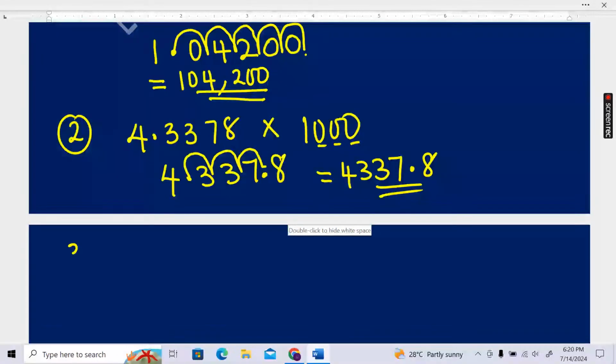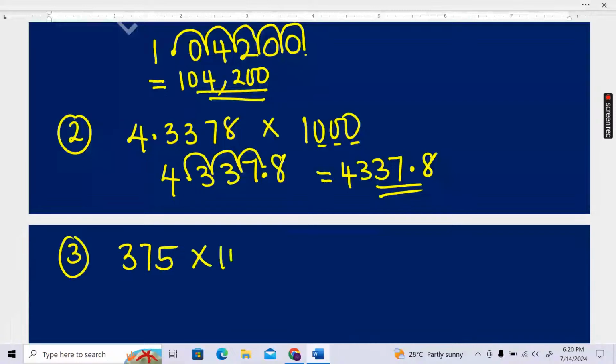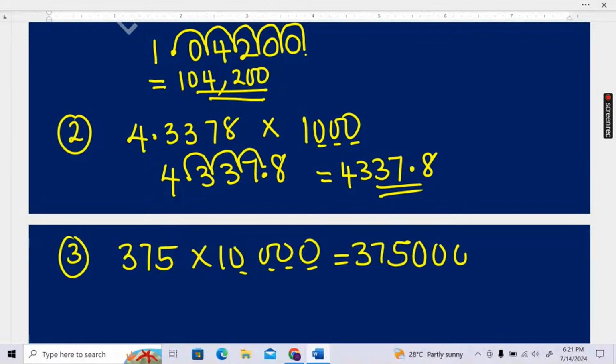The next one, let's now learn how to multiply whole numbers by powers of 10. This is the simplest, right? 5 times 10,000. Just rewrite that number. 10,000 has 4 zeros. Just count 4 zeros beside the number and you have your answer. So 3,750,000 is the right answer here.